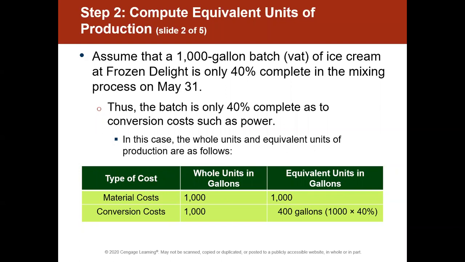Assume that a 1,000-gallon batch of ice cream at Frozen Delight is only 40% complete in the mixing process on May 31st. Thus, the batch is only 40% complete as to conversion costs. So we would say this 1,000 gallons has had all of the materials put into it, so it's 100% complete with relation to material costs. So we're going to say it's 1,000 equivalent units, but it's only 40% complete with conversion costs. So it's only 400 equivalent units.